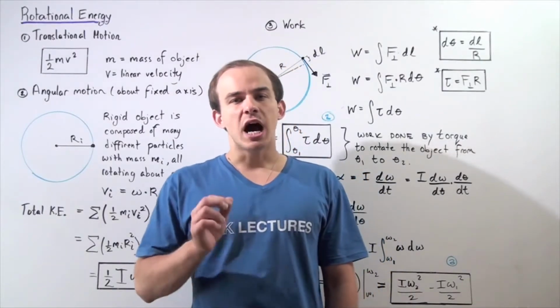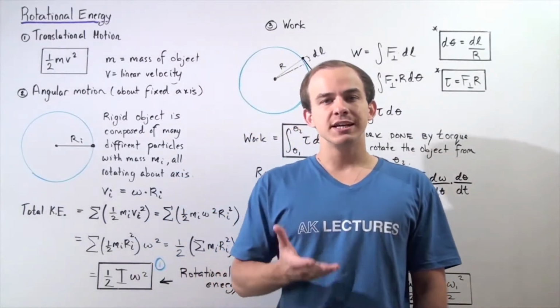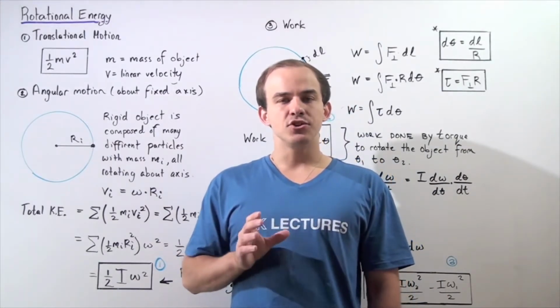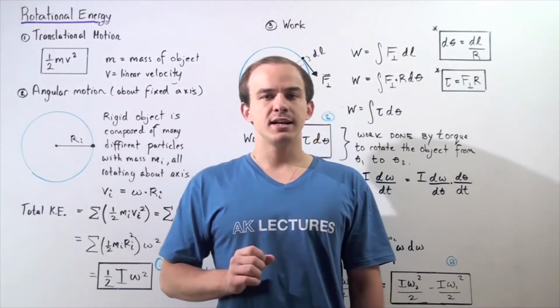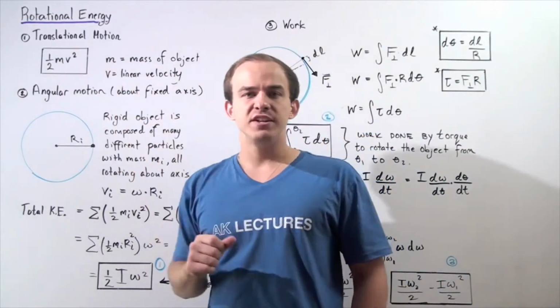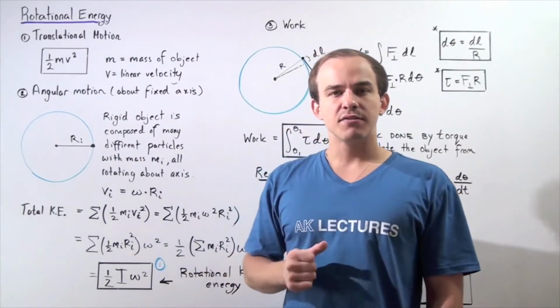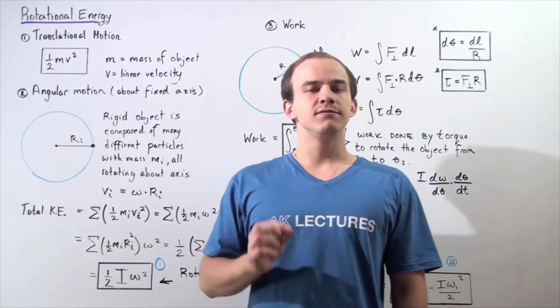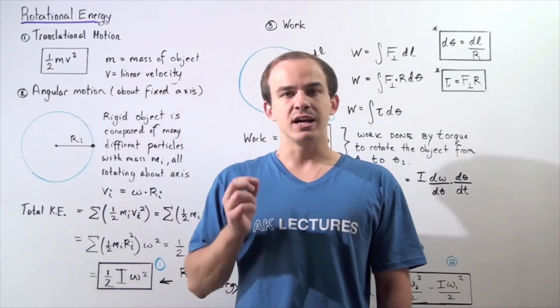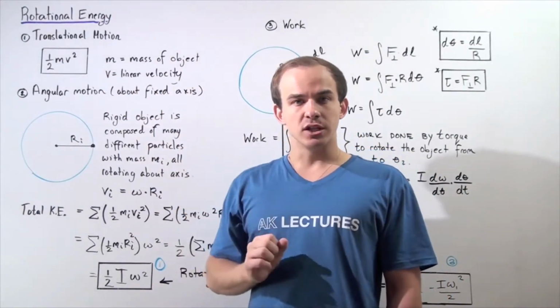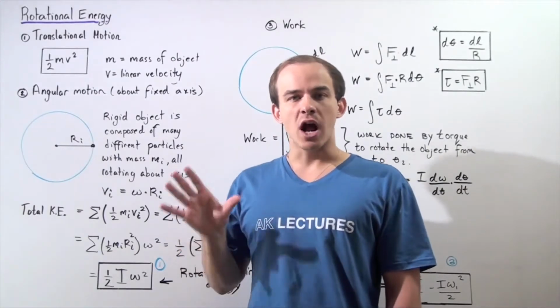Recall that whenever an object is undergoing translational motion, that object is said to have kinetic energy, and the quantity of kinetic energy is given by the following equation: 1/2 mv squared, where m is the mass of the object, it's the inertia of the object, and v is the linear velocity of our translating object. So this is known as translational kinetic energy of our object.